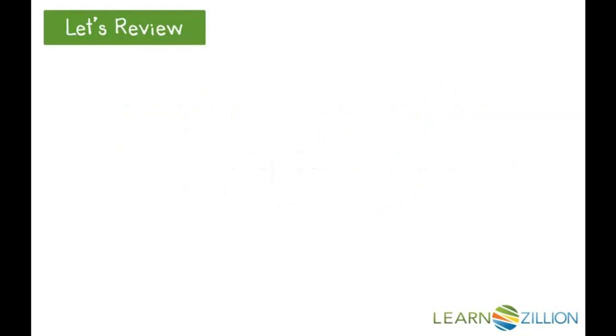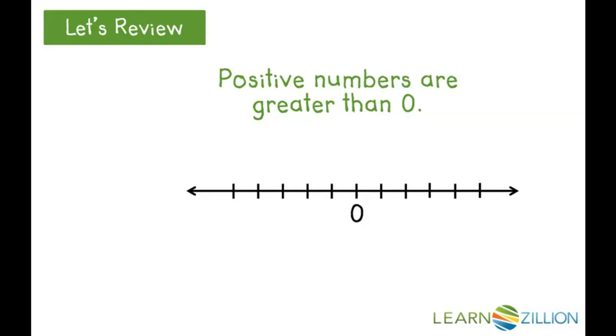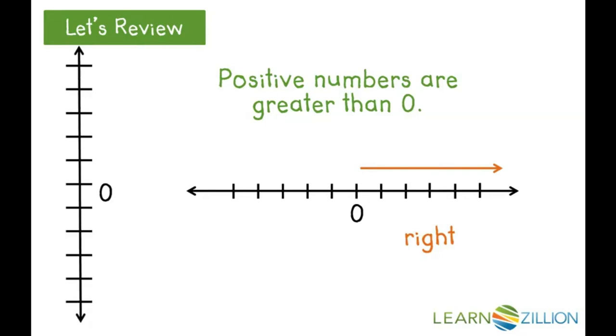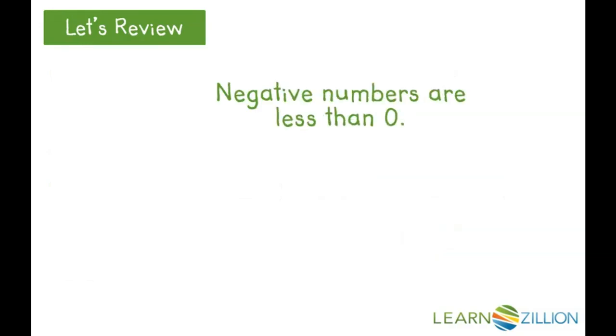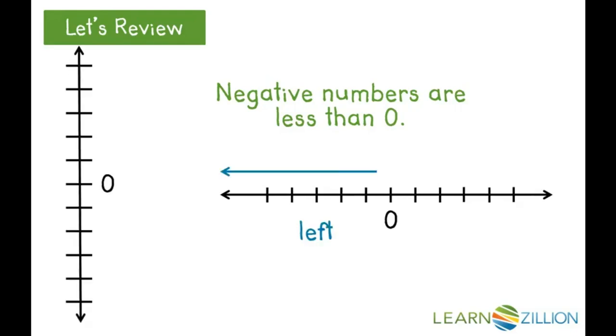First, let's review. Positive numbers are greater than 0. On a horizontal number line, this means all numbers to the right of 0. And on a vertical number line, this means all numbers above 0. Also, negative numbers are less than 0. So on a horizontal number line, that means all numbers to the left of 0, and on a vertical number line, all numbers below 0.